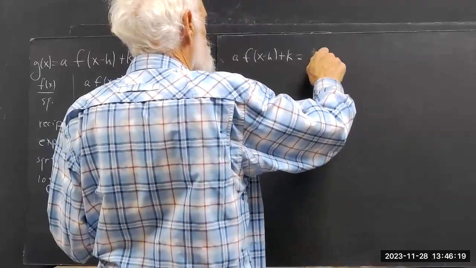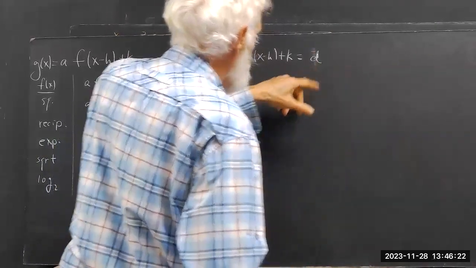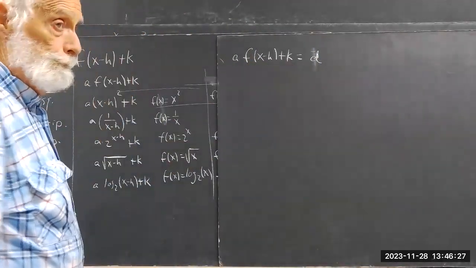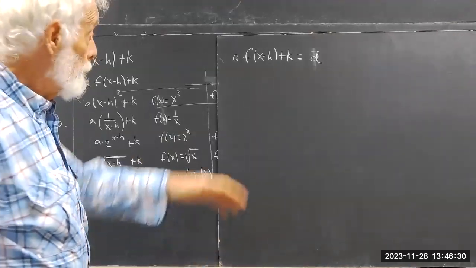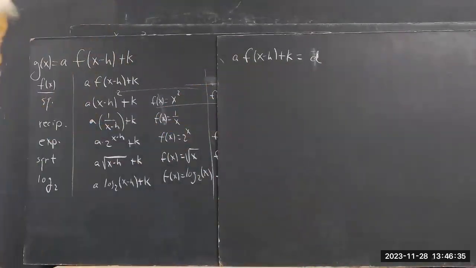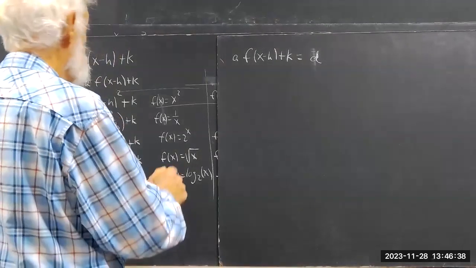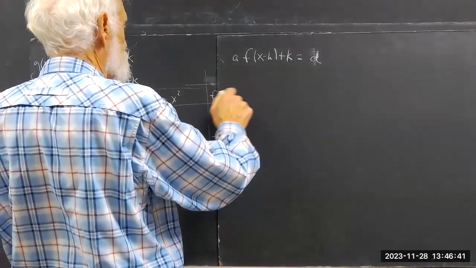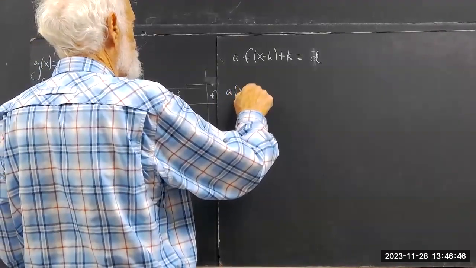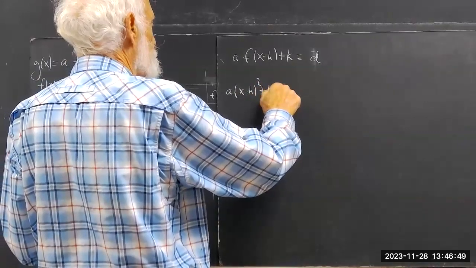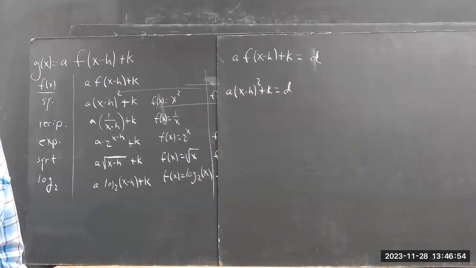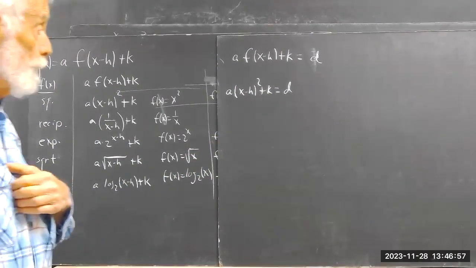It's supposed to be a D. A times f of x minus h plus k equals D. That's an equation. You should be able to solve that equation if you know what a, h, and k are for any toolkit function. So for the squaring function, f of x is x squared. So we get a times x minus h squared plus k equals d. How do you solve this equation?